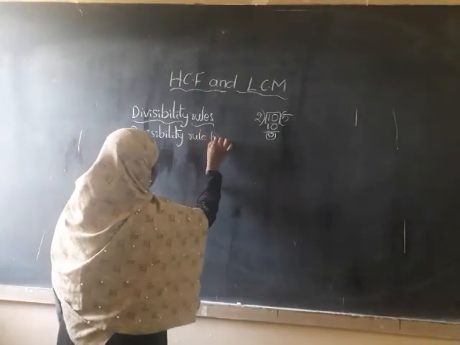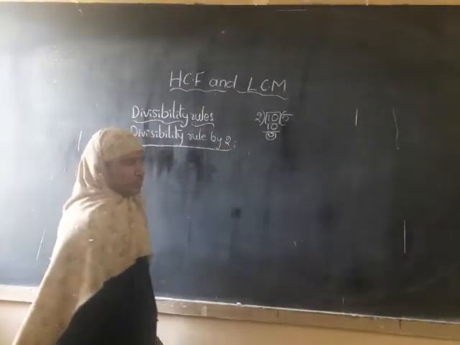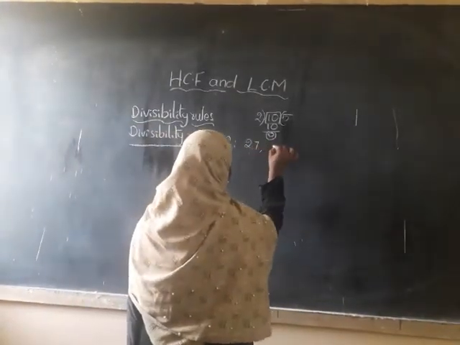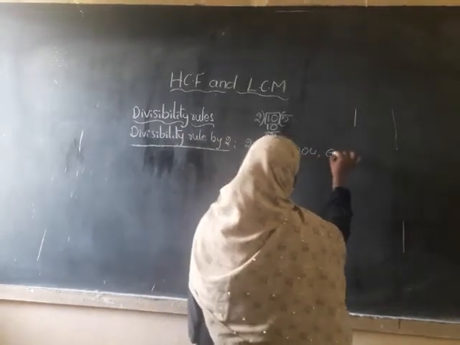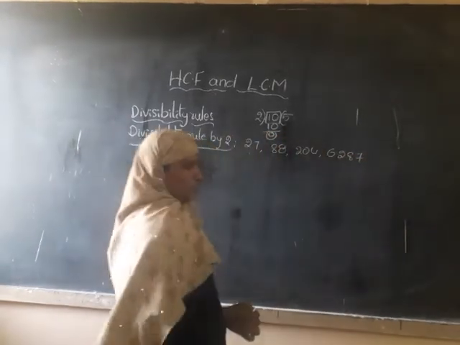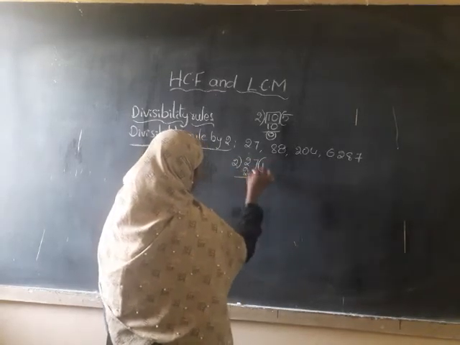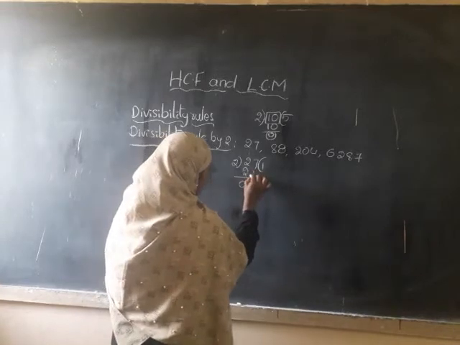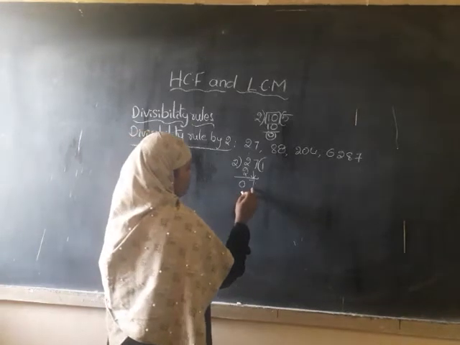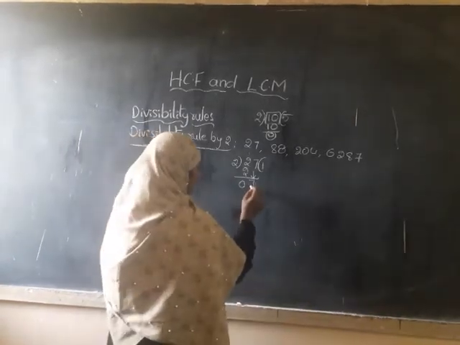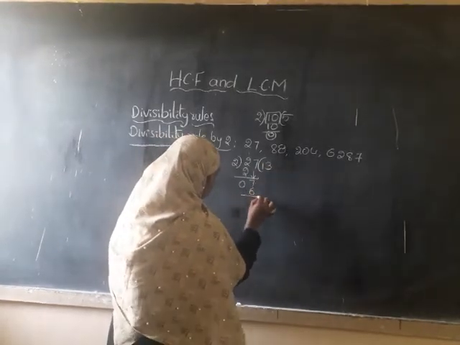divisibility rule by 2. For example, take these numbers 27, 88, 204, 62, 87. Let me solve. 2 ones 2. 2 minus 2, 0. Now take down this 7. In 2 table do we have 7? No. At this time we have to take the nearest and smallest number. The nearest and smallest number to 7 is 2 3s 6. So 7 minus 6 is 1.